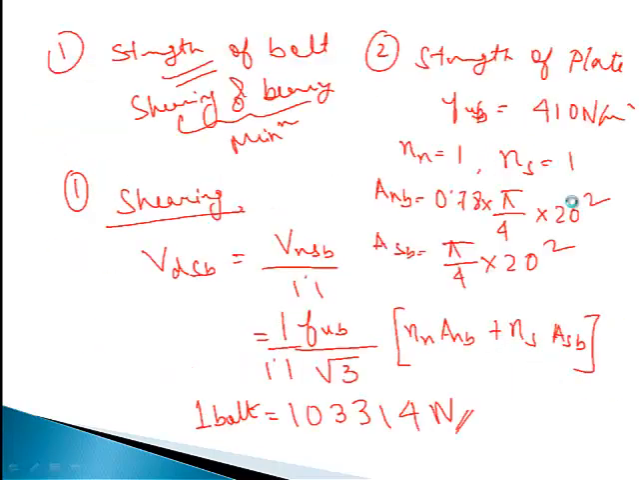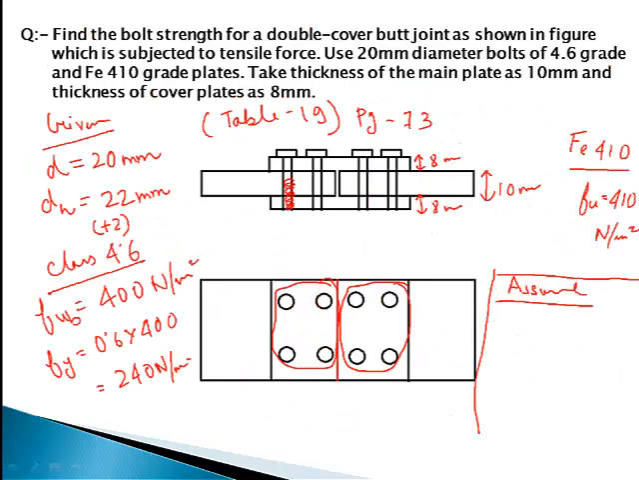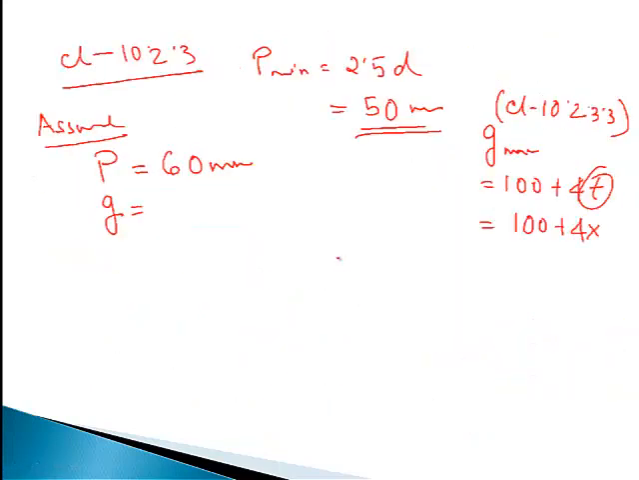Okay, so 100 plus 4 into t. What is the value of t? You have seen my previous lecture, there are two values of t, one is 8 mm, another is 10 mm. Okay, 8 is for cover plate and 10 is the main plate. So in this type of situation, we have to consider the minimum one, either 10 mm or the summation of the two, 16 mm. So we will take t equal to 10 mm. So it is 100 plus 40, 140. Okay, so maximum is 140, but let us assume, for easier purpose, g equal to the same as the pitch distance, 60 mm. Okay, so for our convenience.